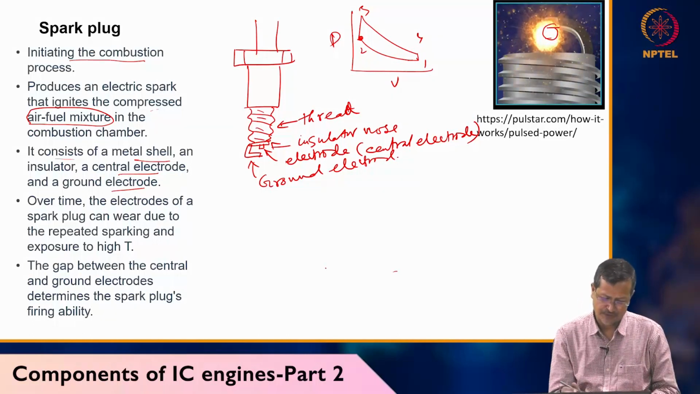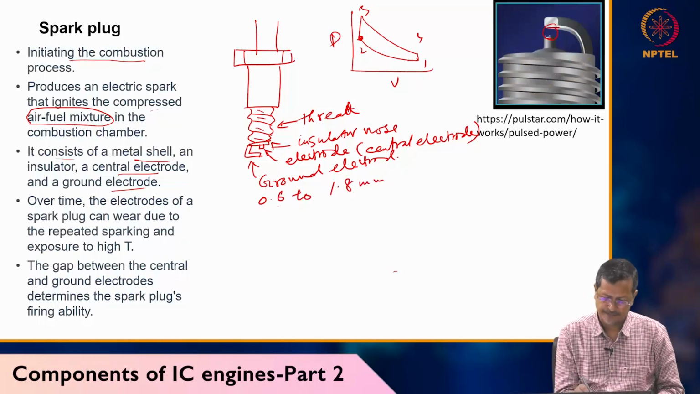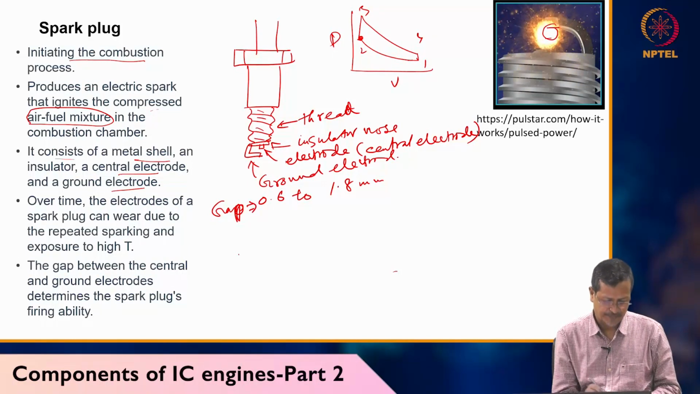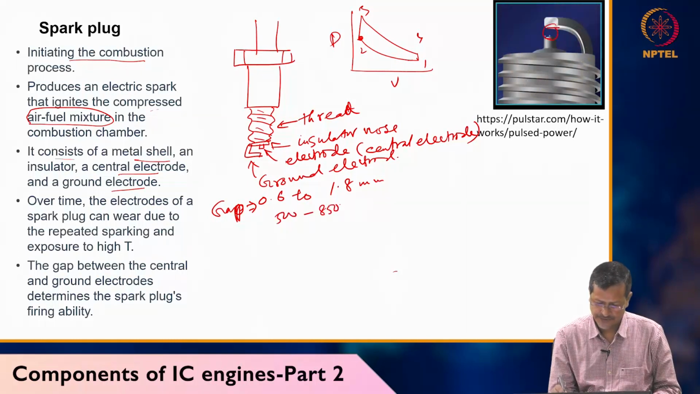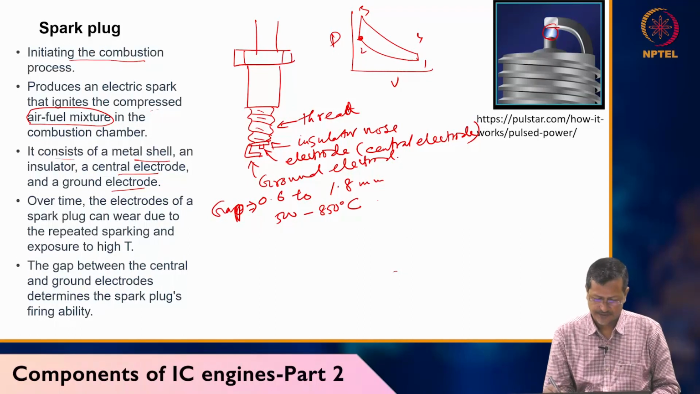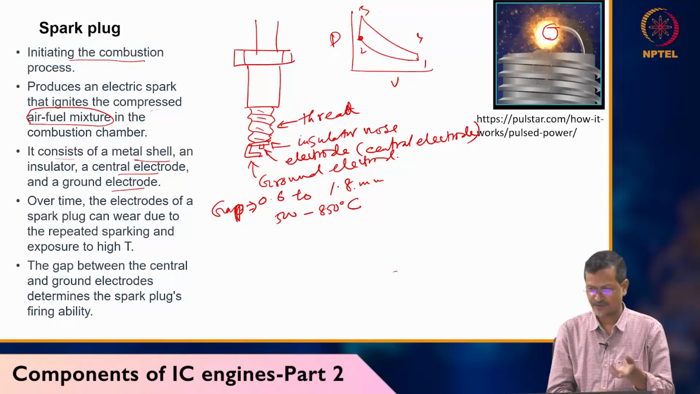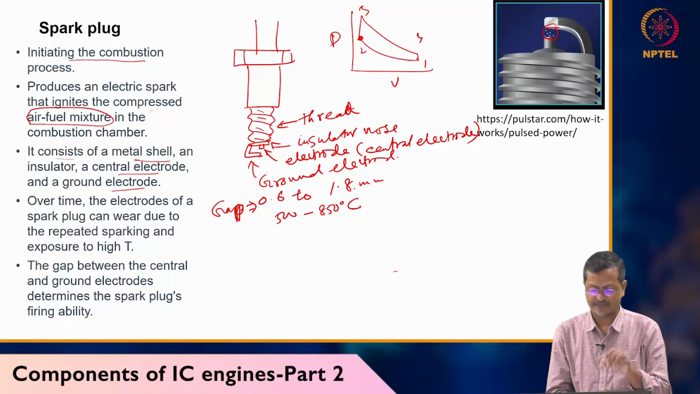The gap is 0.6 to 1.8 millimeter. Gap, and spark heat: 500 to 850 degrees centigrade for a passenger car. So you can get roughly the idea that you are producing 500 to 850 degrees centigrade temperature, and that will burn your fuel-air mixture.